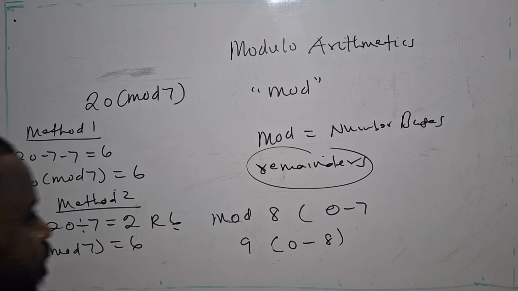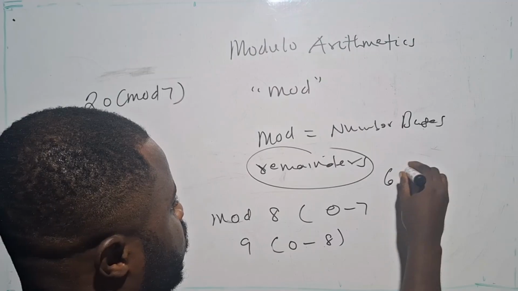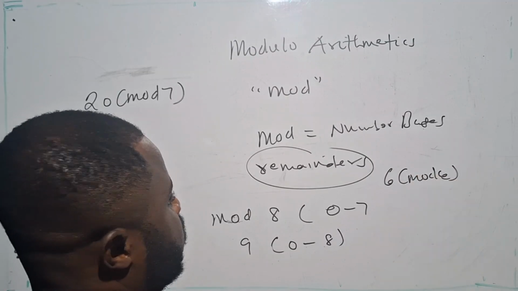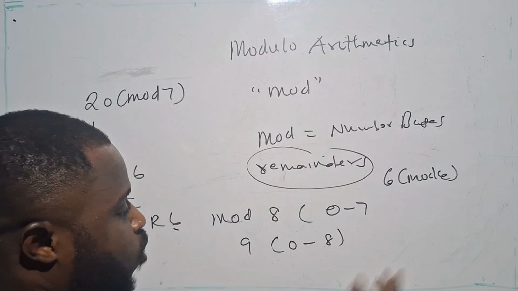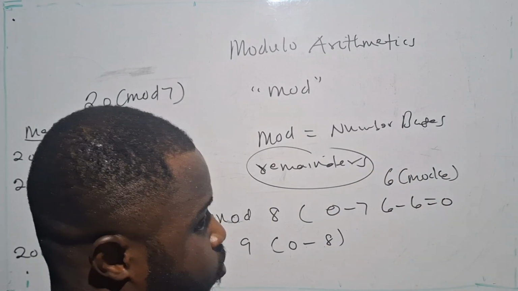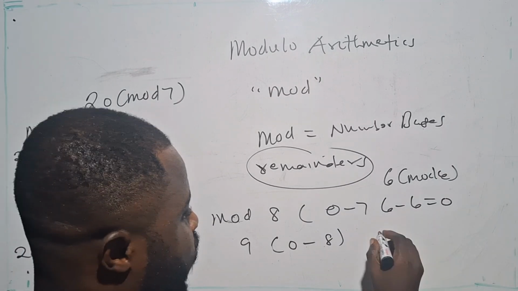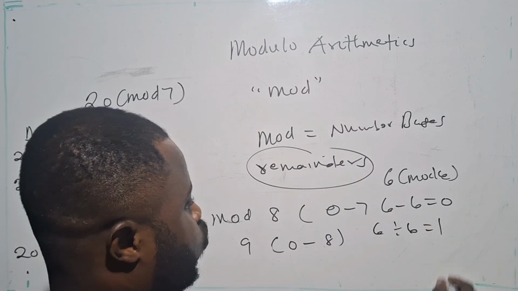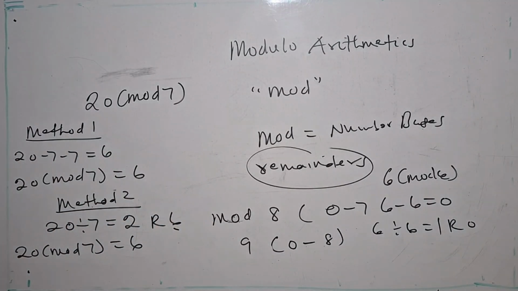The reason why I said that the mod of any number is 0 is this. If you have to solve 6 mod 6, we don't need 6 in mod 6. So if you are using the repeated subtraction method, 6 minus 6 is what? 0. Yes, 0 is less than 6, so it's accepted. And if you divide, 6 divided by 6 is 1, remainder what? 0. So that's why I said the mod of any number is 0.